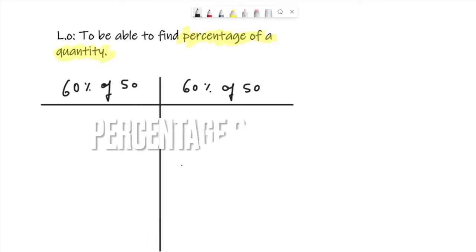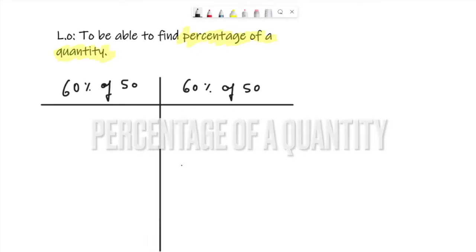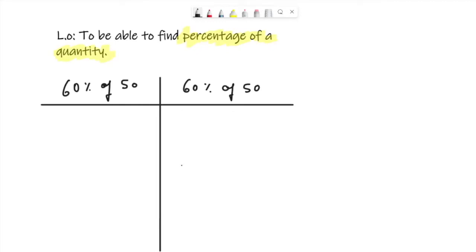So today we are going to learn how to find the percentage of a quantity. Let's say you scored 60% marks in a test of 50. How much is 60% of 50? You want to know your marks. There is a way to figure it out.